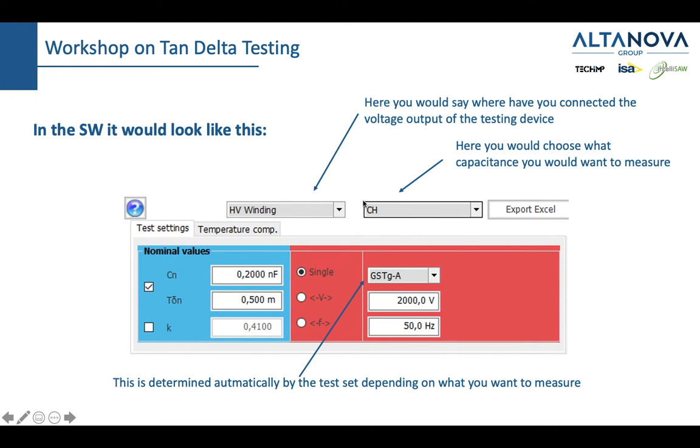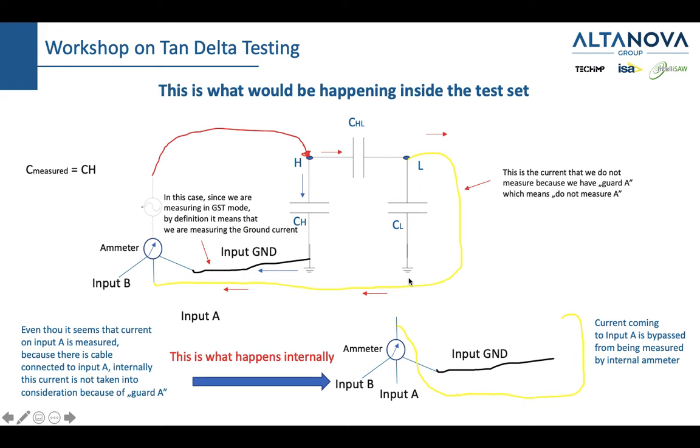Here, we chose that we want to measure CH, and automatically our system chose GST GA mode. What effectively happens in our system is this. Once again, I'm generating high voltage to the high voltage winding of my transformer. Some current goes here and some current goes here. Now, in this case, since we are in the GST mode, by definition, we measure current running through the ground. So we surely measure the CH current. So we surely measure the capacitance CH.